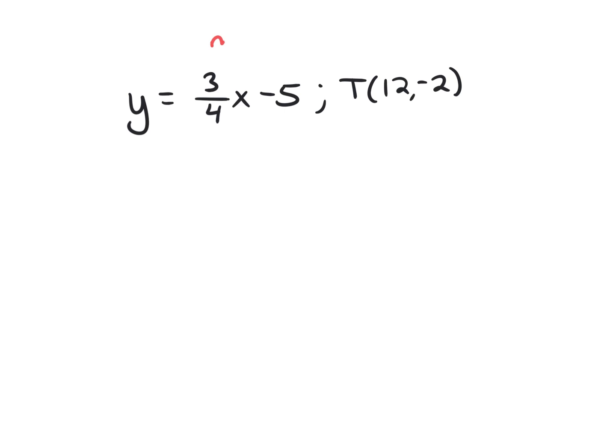We have y equals 3/4 x minus 5, and our coordinate is 12, -2. Again, we're doing the same thing. We're going to focus on parallel first. What is my original slope? 3/4. What would my slope for the parallel line be? Yep, it's going to stay the same, right? Remember, parallel slopes stay the same. What's our magic equation we're going to use? Yep, y equals mx plus b.